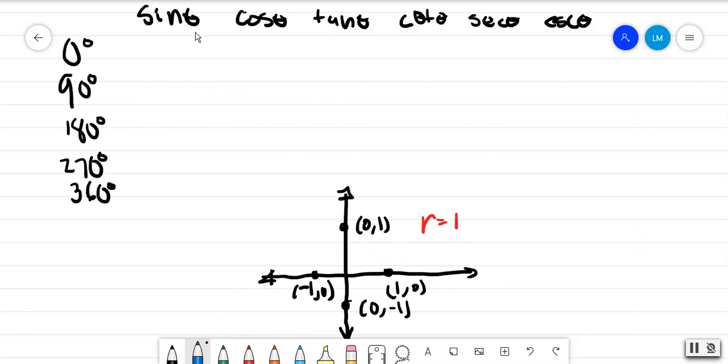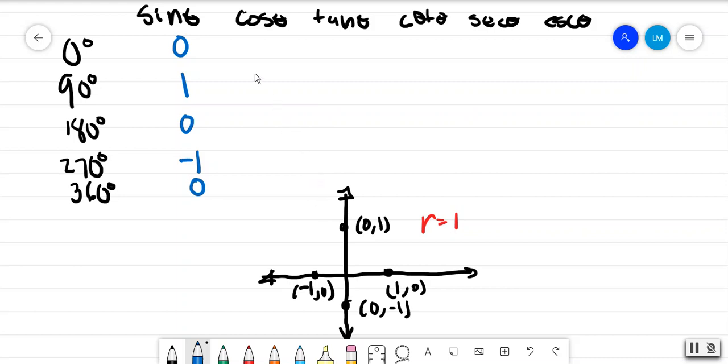So sine of 0 degrees, well, that means that it's y over r, but in that case, that's just going to be 0. Sine of 90 degrees is actually just going to be 1. But then sine of 180, that's also going to be 0, because it's the opposite direction, so it would be 0. Now 270, that's just going to be negative 1, because you have negative 1 over 1, which is negative 1. And then it repeats as 0.